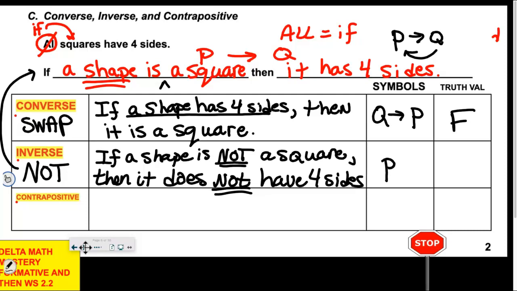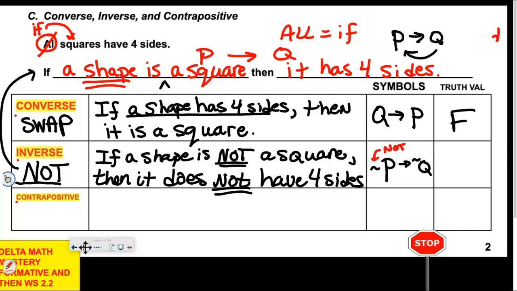Our original was P implies Q, which means we need a symbol that means not P and not Q. And that symbol is a little squiggle. Weird, right? I told you this stuff is a little weird. But I want to point at that. That means not P implies not Q.